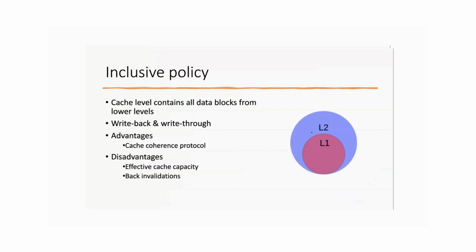A disadvantage is that the effective size of the cache hierarchy is the same as the size of the LLC. This is due to the data duplication. Another disadvantage is back invalidations. Eviction from LLC can generate an invalidation in an L1. If it was present in the L1, the block may be in use. This can be a problem.